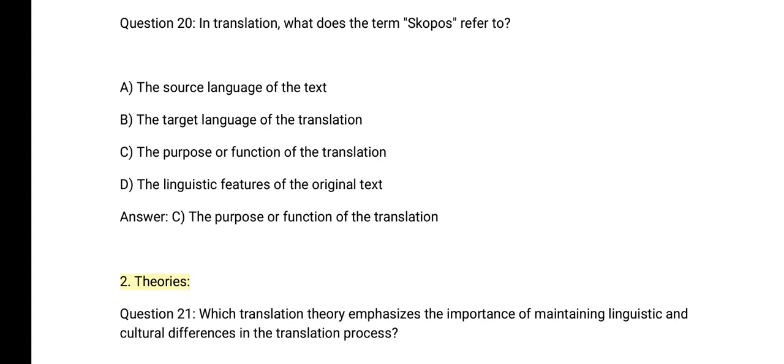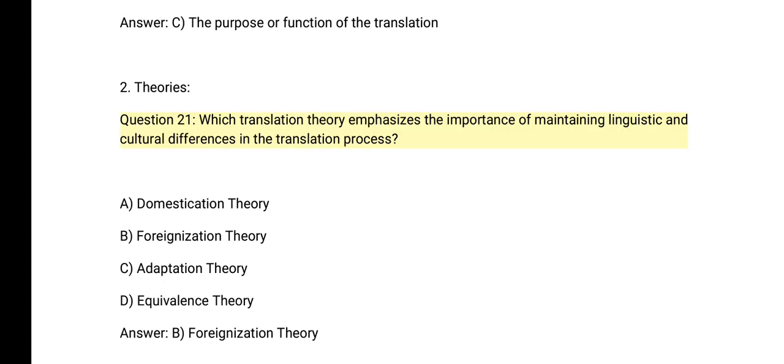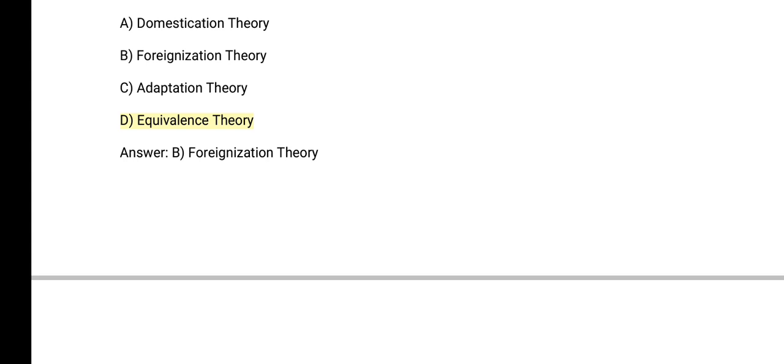2. Theories. Question 21. Which translation theory emphasizes the importance of maintaining linguistic and cultural differences in the translation process? A. Domestication theory. B. Foreignization theory. C. Adaptation theory. D. Equivalence theory. Answer. B. Foreignization theory.